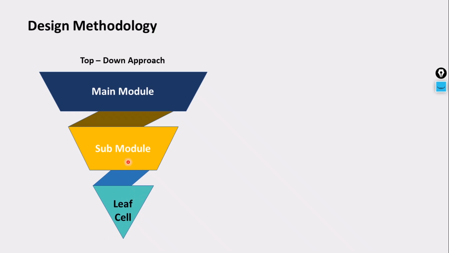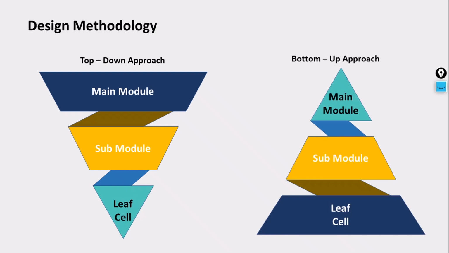From these logic gates we derive our sub modules. We integrate these logic gates to come up with a sub module, and then from sub modules we integrate those and come up with the main module. But in the top down approach, the first thing we design is the main module. Based on the complexity of this main module or top module, we divide it into sub modules, and then from sub modules we come up with the leaf cells.